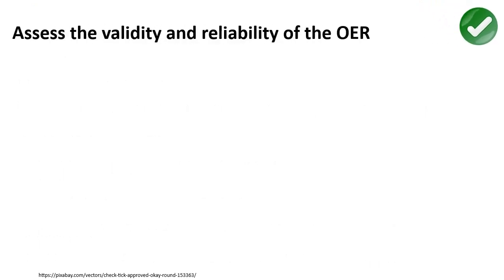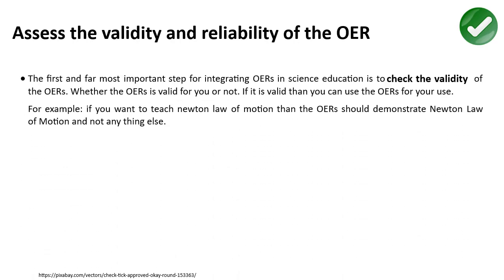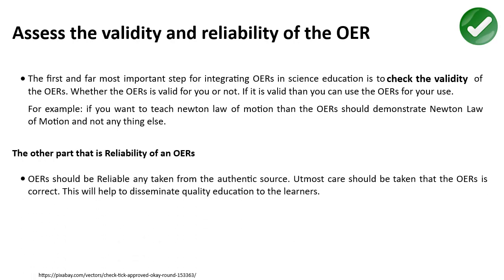The first and most important step with respect to integration of OER is to assess the validity and reliability of the OER. This is the first and foremost important step for integrating OERs in science education. Why? Because you need to check whether that particular OER is valid for you or not, and if it is valid, only then can you use the OER as per your requirement. For example, if you want to teach Newton's law of motion, then the OER should actually demonstrate Newton's law of motion and should not be misleading and trying to explain something else.